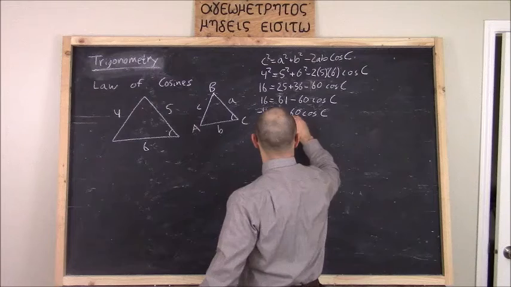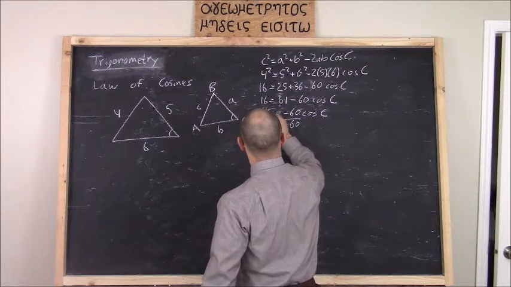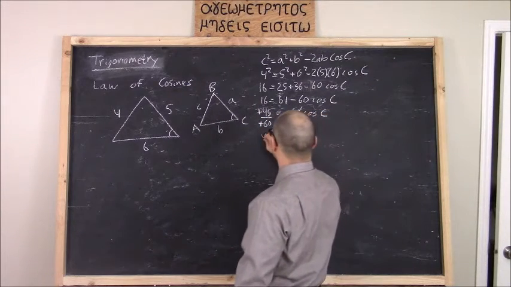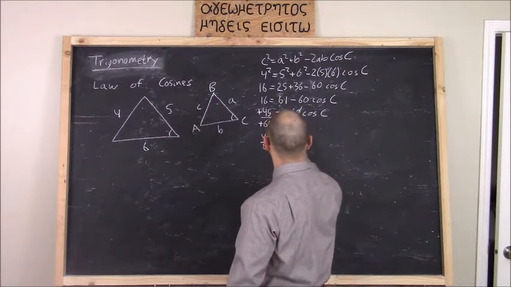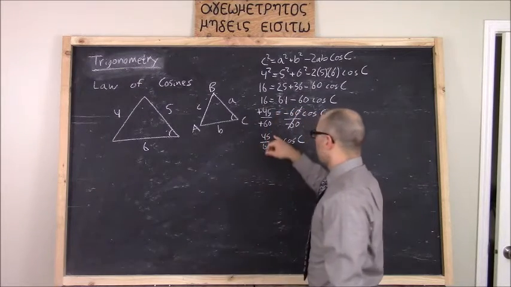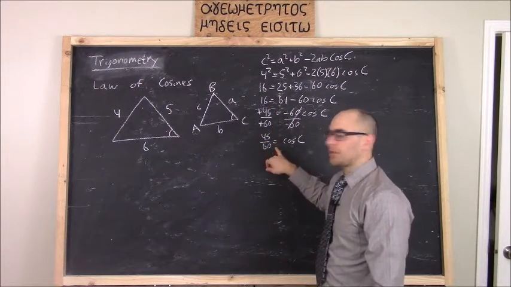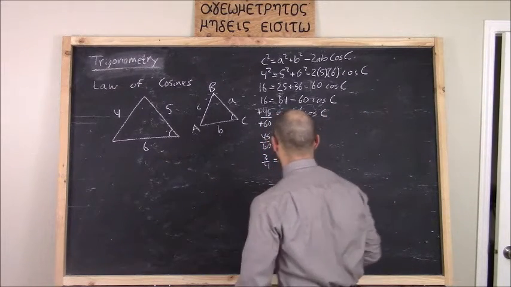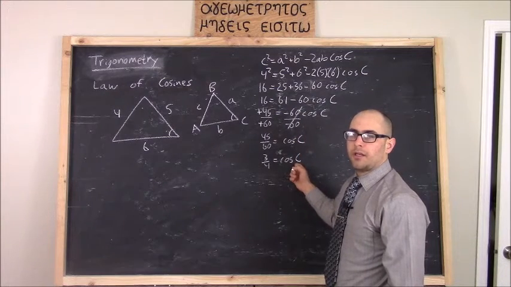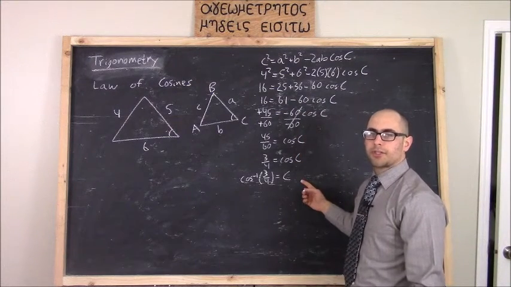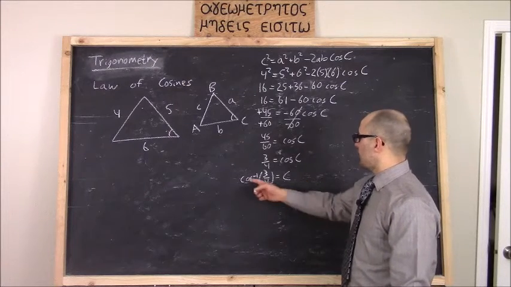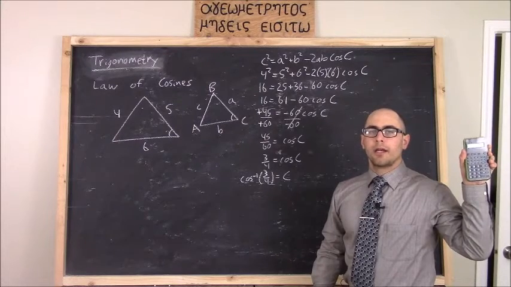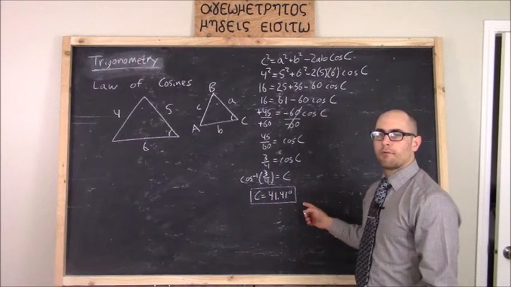I divide both sides by negative 60. So this goes away. Negative over negative cancels, and I'm left with 45 over 60 is equal to cosine of C. Well, 45 over 60 can be reduced to 3 over 4 is equal to cosine C. I'm solving for C. How do I do that? I'll take the inverse cosine of both sides. So that inverse cosine of 3/4 is equal to C. I'll plug that into my calculator, and I get C is equal to 41.41 degrees.